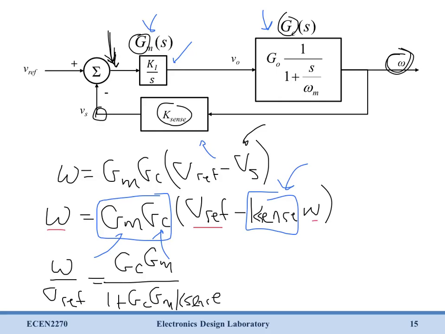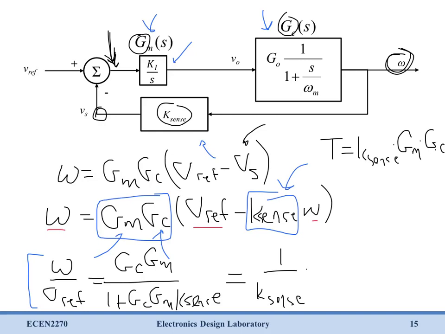And that's our final relation between omega and Vref. Now if we just define a quantity, we're going to find T. We'll just write it up here. We're going to find T equals K-sense times GM times GC. Then we can write this equation down here a little bit simpler. And that's going to be 1 over K-sense times T over 1 plus T. And that's our final equation for the relation between omega and Vref.